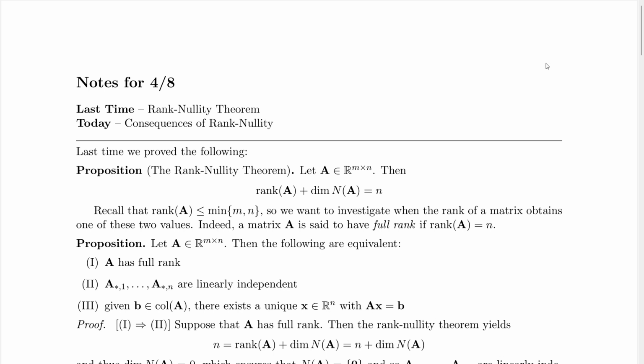A wonderful pre-recorded lecture. Last time we proved the rank nullity theorem, and today we'll talk about its consequences. Let's recall what the rank nullity theorem says. If you give me an m by n matrix, then the rank plus the nullity, the nullity being the dimension of the null space and the rank being the dimension of the column space, must always add up to n, no matter what matrix you have.